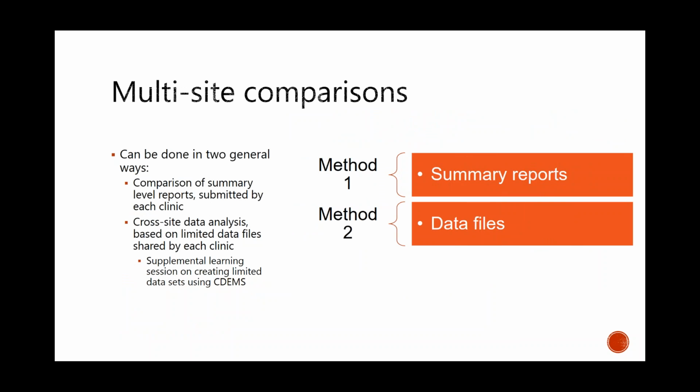Now the multi-site comparisons, that's a pretty interesting, complex issue, but one that's worth looking at. We can analyze data from multiple clinics in at least a couple of ways. The first method's pretty straightforward. We can base a paper or a set of slides or a poster or a storyboard, whatever that venue might be, on summary reports that have been shared by each clinic. That's straightforward enough. I think that a lot of you, if not all of you, have already done things like that. That's great to get started.